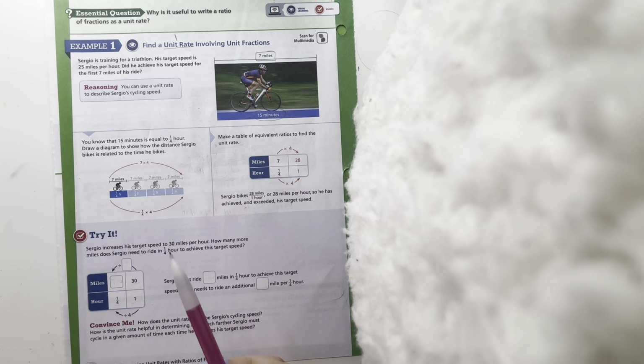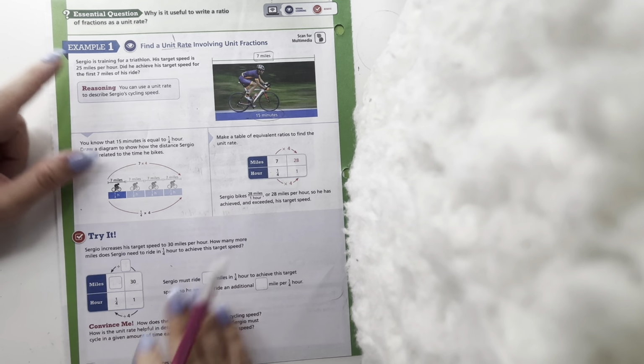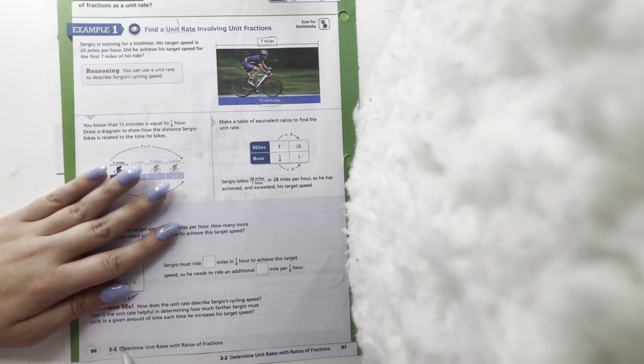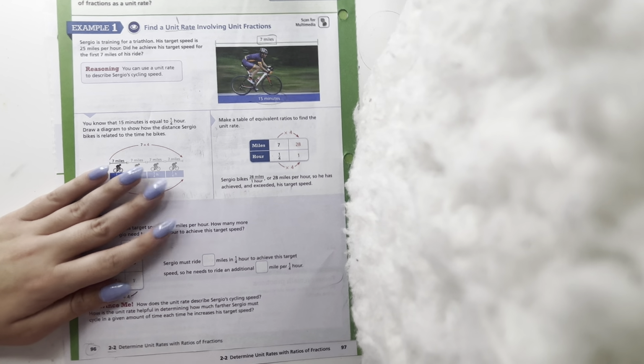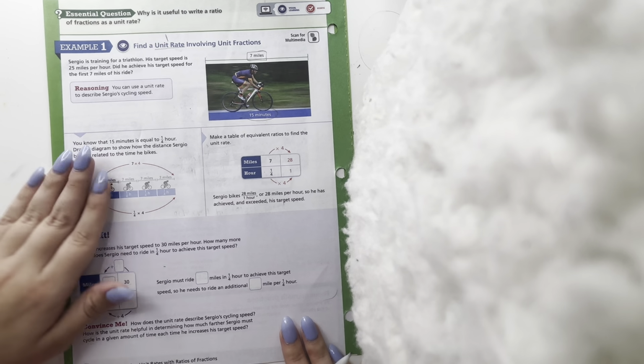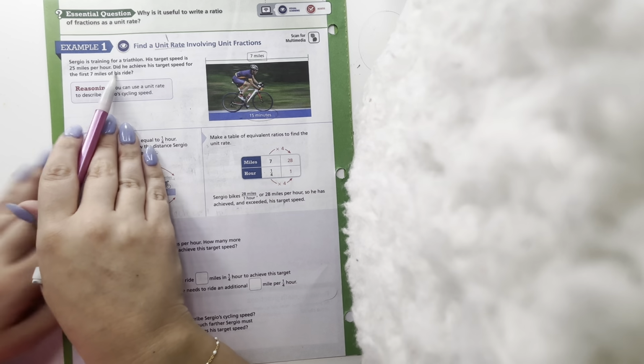Hello, everyone. Today we are on example 1 and lesson 2-2 in your workbooks. It is page 96 for honors. Your page number will be different, so listen to what your sub is telling you. But let's look at example 1.